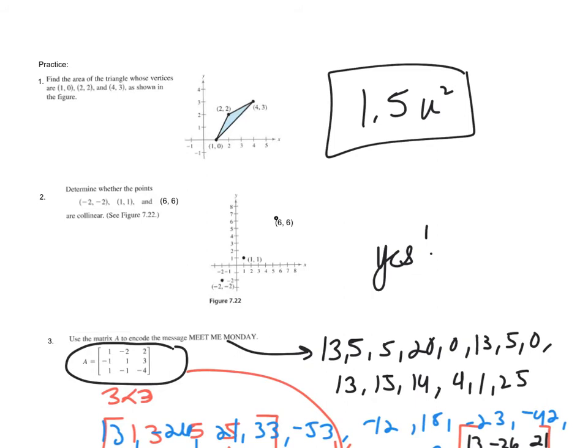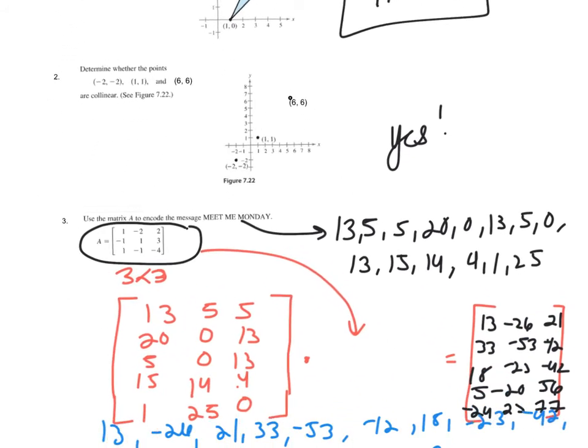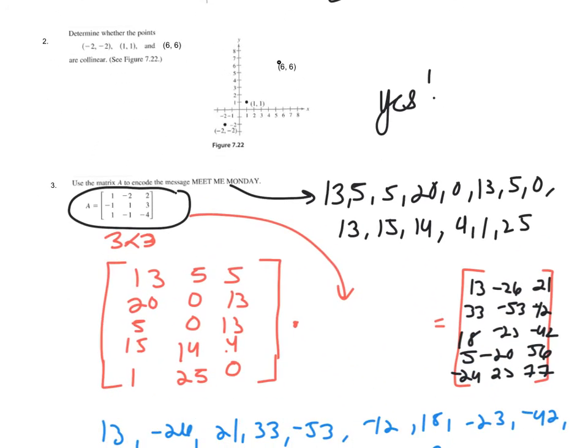So if you tried to encode Meet Me on Monday, I don't love that they labeled this matrix A. I usually label this as B, just because you know that that's your encoding matrix. But first of all, list out what the numbers are that match the letters for Meet Me Monday. So these are the numbers. Turn them into a matrix. You have to make them a something by 3, right? Because our encoding matrix is a 3 by 3. And the insides have to match.